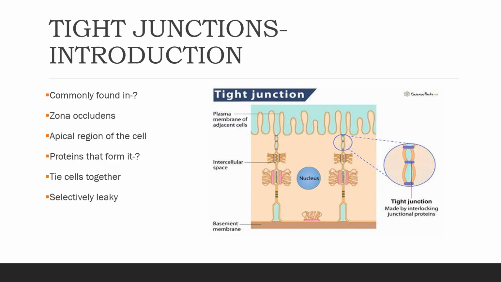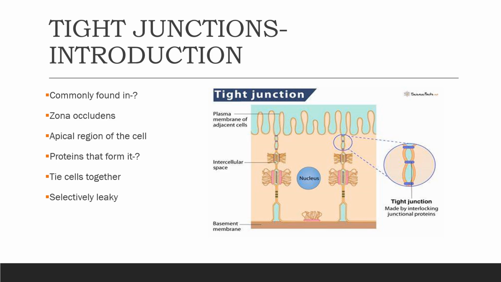Now we will be learning about the tight junctions. We find certain cells at certain parts of our body. These tight junctions are commonly found in the epithelium of the GI tract, nephrons, urinary tract, hepatobiliary tract, and choroid plexus. In the epithelium of the GI tract or the nephrons, they are present at the apical region of the cells.